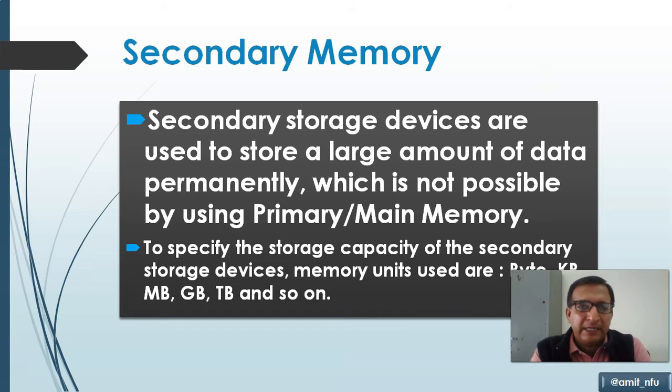Because the main challenge with the primary memory, that is RAM or ROM or cache, is that we cannot store a large amount of data in a cost effective manner. In the case of RAM, we cannot store it permanently because it is volatile, and ROM is very costly. So that challenge has been resolved by secondary storage devices, which can store a large amount of data permanently in a cost effective manner. That is to be understood.